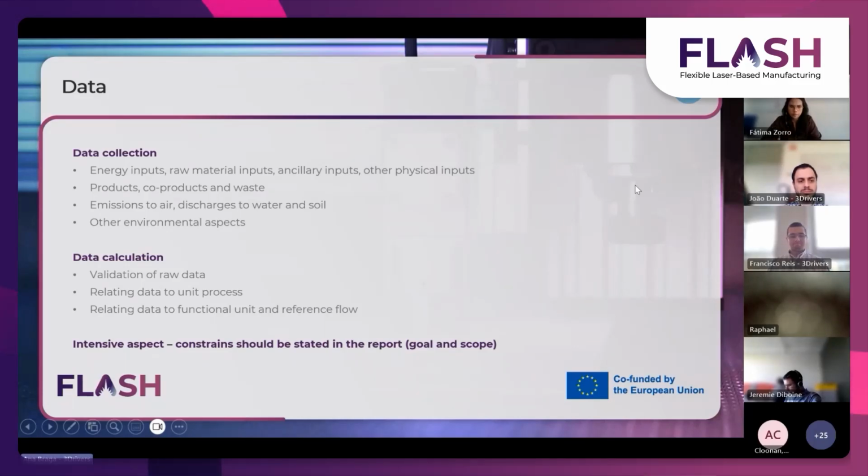So yeah, the data collection involves practically this: energy inputs, raw material inputs, the primary inputs and other physical inputs, products, co-products, wastes, emissions to air, discharges to water or soil, and other environmental aspects. And we have the data calculation, that is the validation of the raw data, relating that to the unit process and to the functional unit and the reference.